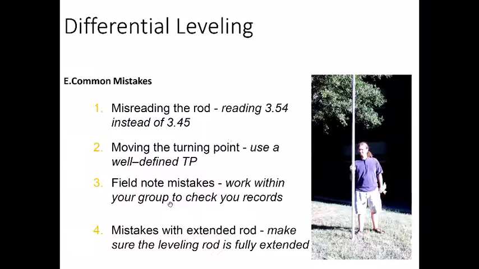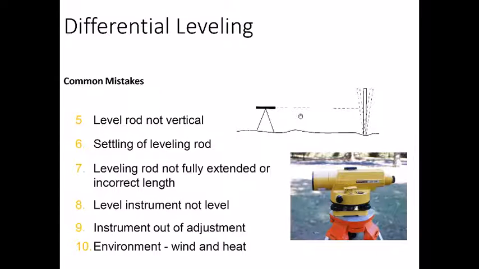And then we have mistakes with the extended rod. Make sure that the leveling rod is fully extended so that the person reading the leveling staff does not commit any mistake. And then we have some other ones that we have discussed as well: level rod not vertical. If the person holding the leveling staff does not hold it vertically, if it sways forward or backwards, the reading that the person at the telescope will read will be more than the actual reading. So the reading is minimum when the staff is truly vertical.